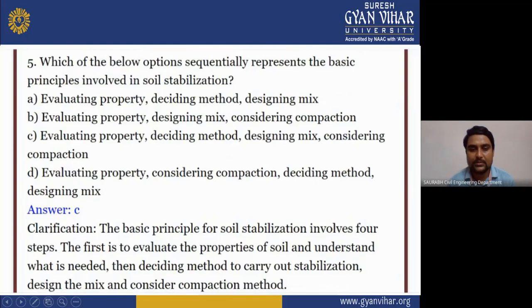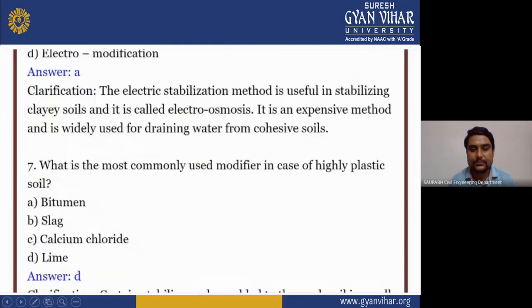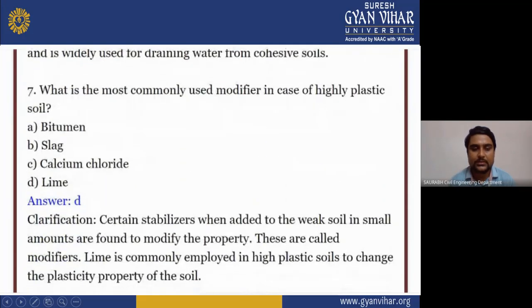Let's come to question 6. Which is the method by which electrical stabilization of soil is done? The options given are electro-osmosis, electric stabilizer, electric compaction, electromodification. Here the right answer will be A, electro-osmosis. The electric stabilization method is useful in stabilizing clay soil and it is called electro-osmosis. It can be an expensive method and is widely used for draining water from the soil.